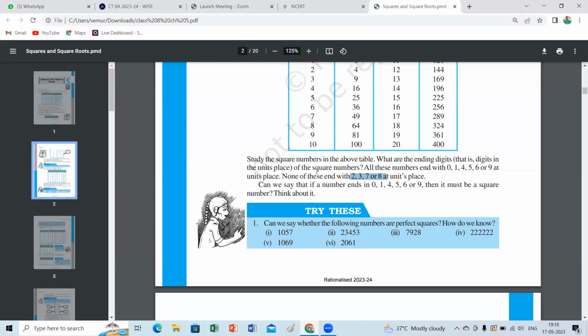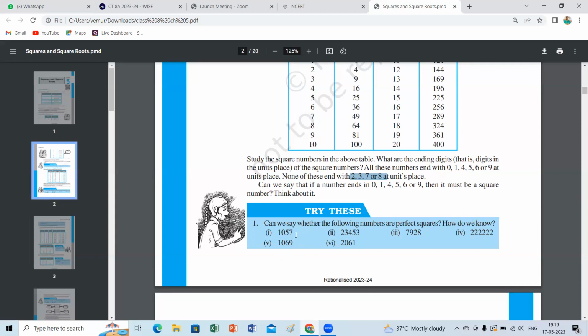2, 3, 7, 8. First number has 7 as the units place digit, so it's not a perfect square number. Second number has 3 in the units place, so this is also a non-square number. It's 8. By looking only, you can say this is also not a perfect square number. This number is also not a perfect square, because it ends with 2.